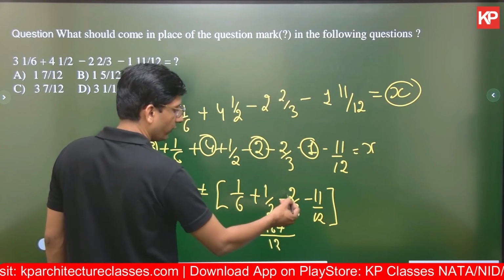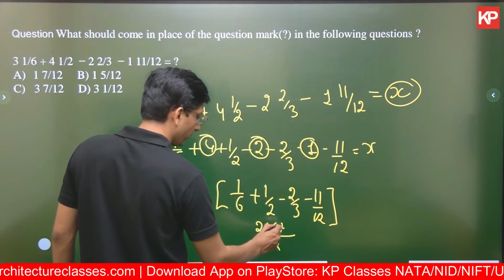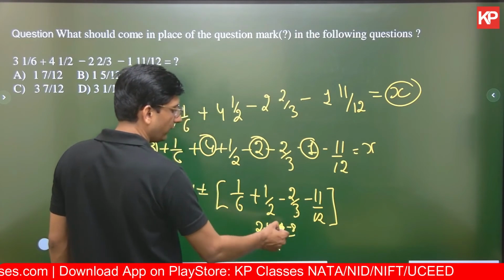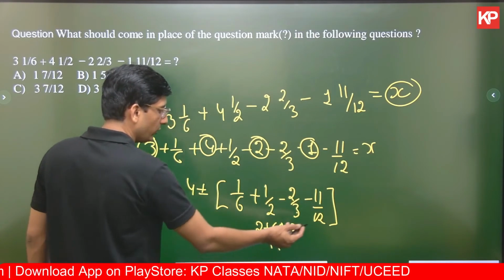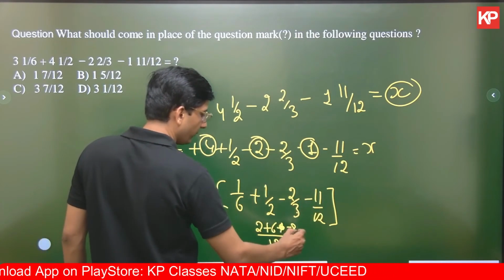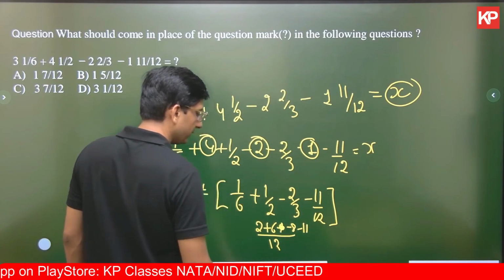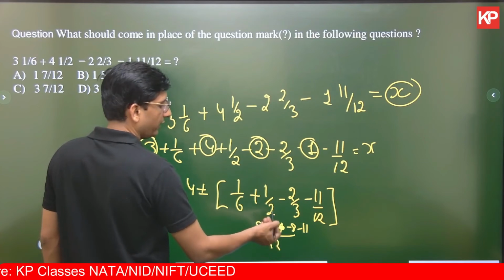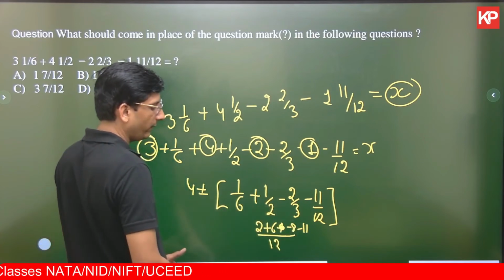3 4s are 12, 4 2s are 8, so minus, sorry, not plus. It will be minus 8. 12 ones are 12, multiplied by 11, so it will be minus 11. So this is minus 19 and plus 8. So plus 8 minus 19 will be minus 11 by 12.